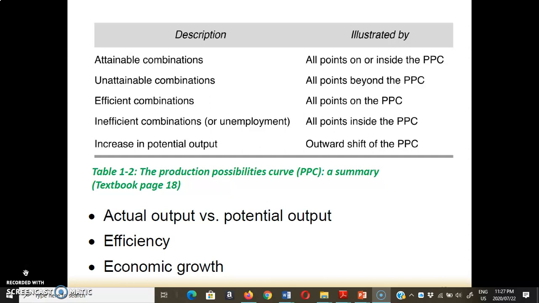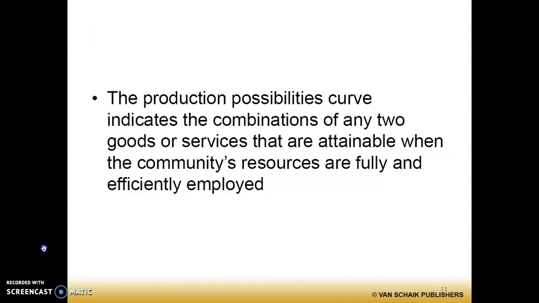If the quantity or quality of available resources were to increase or production techniques were to improve over time, the production possibility curve would shift outward, and such an outward movement illustrates economic growth. So the production possibility curve indicates the combinations of any two goods or services that are attainable when the community's resources are fully and efficiently employed.